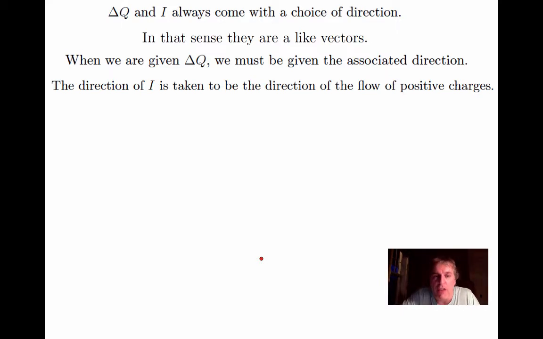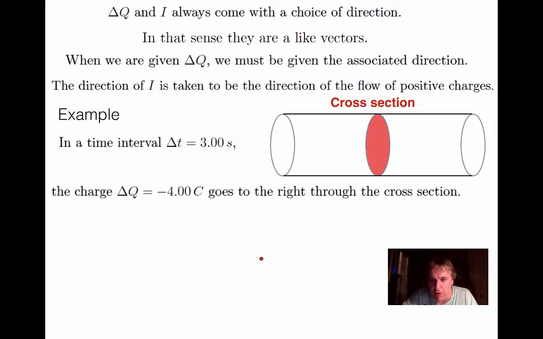Okay, it will become clear right now. We'll do an example. Let's say you have a wire like this, and we're told the following information. In a certain time interval of 3 seconds, that's delta t, in those 3 seconds, there's a charge delta Q equal to minus 4 coulombs that goes to the right through the cross section. So during those 3 seconds, there's a total net charge of minus 4 coulombs that goes to the right.